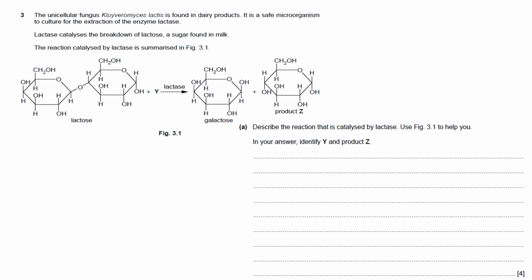So this is lactose over here, and you can see that lactose is made of 2 monosaccharide sugars, and it says there plus Y. And then lactase comes, and you can see that the reaction produces galactose and a product Z. It says here then, describe the reaction that is catalyzed by lactase. Use figure 3.1 to help you in your answer. Identify Y and product Z. So you have 4 marks to do that.